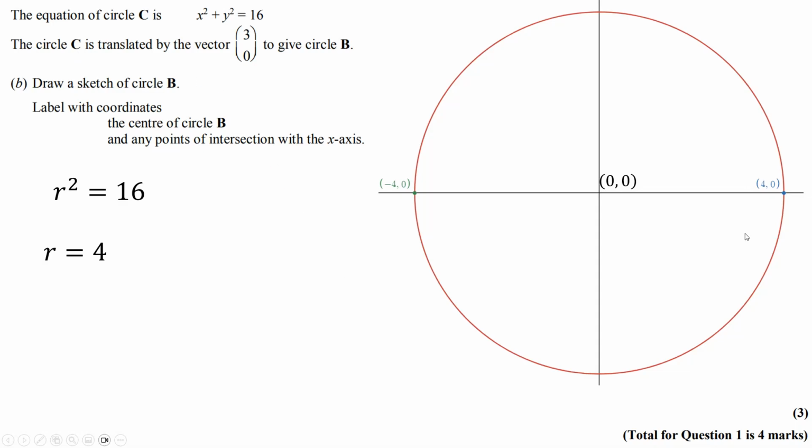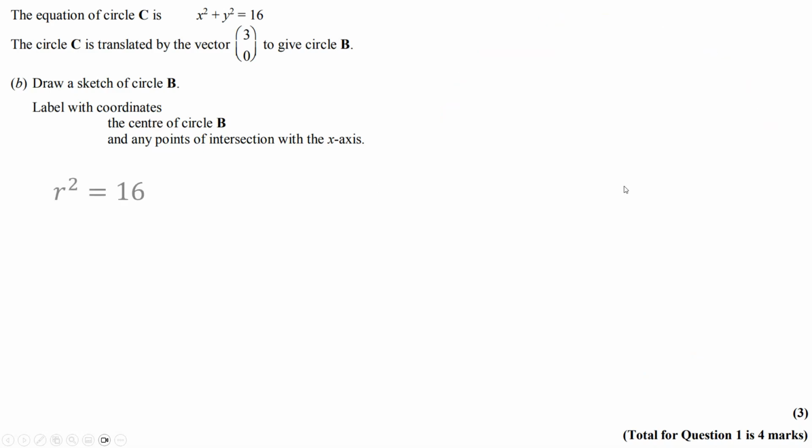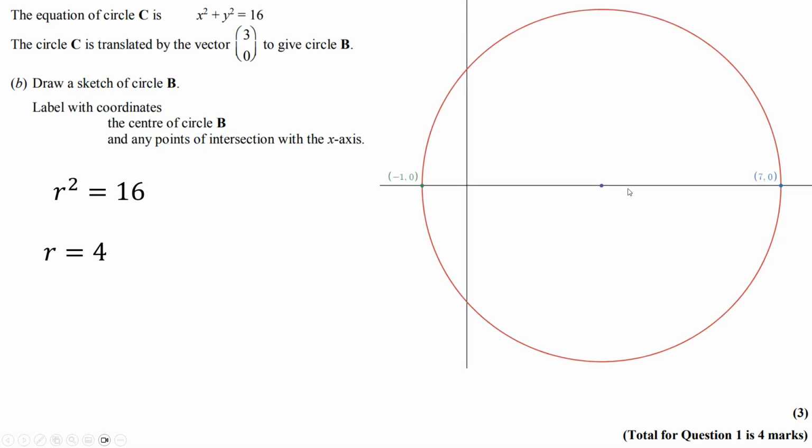Now, we want to translate this 3 to the right. That means all the x coordinates are going to increase by 3. So minus 4 plus 3 is minus 1. 4 plus 3 is 7. But be careful here because the center will also increase by 3 as well. So the center will be 3, 0. So if we redraw that, this has gone from minus 4 to minus 1, from 4 to 7, and then from 0 to 3. And that's your new circle.